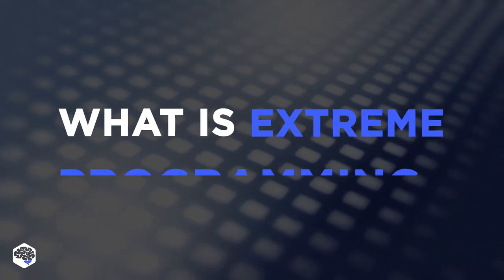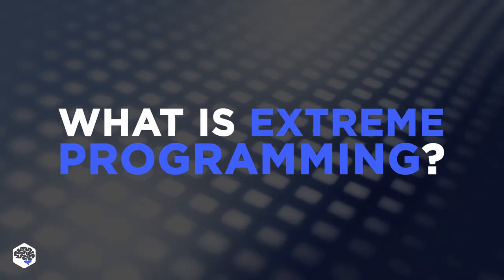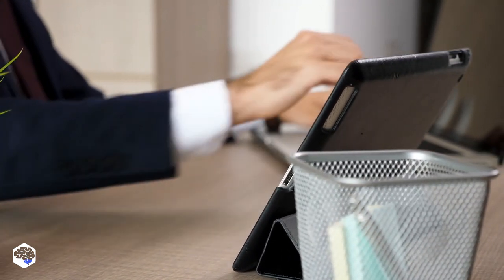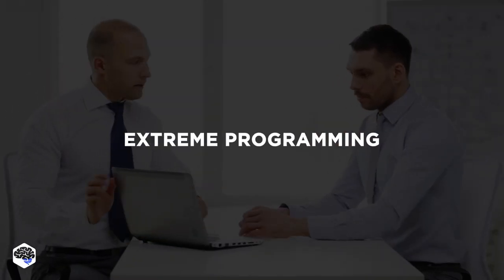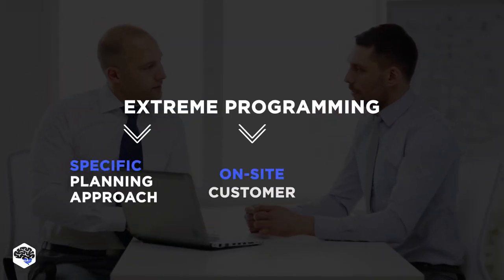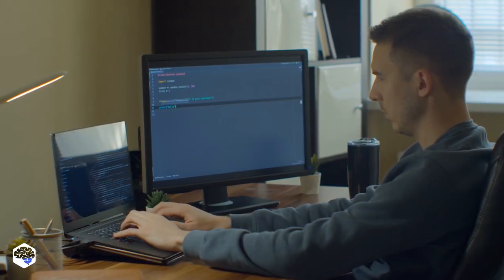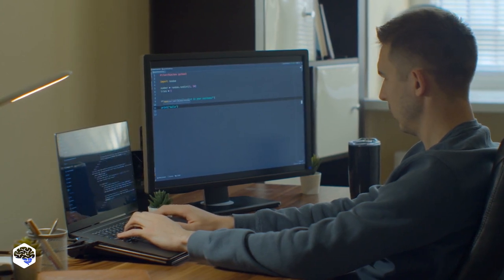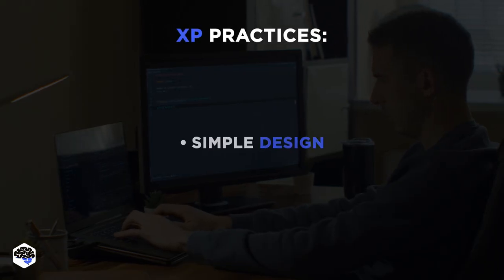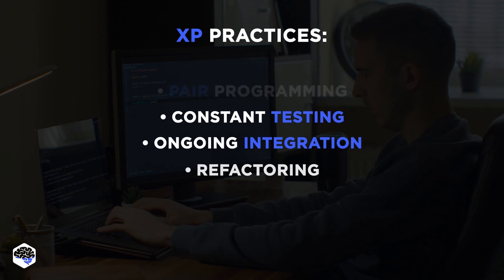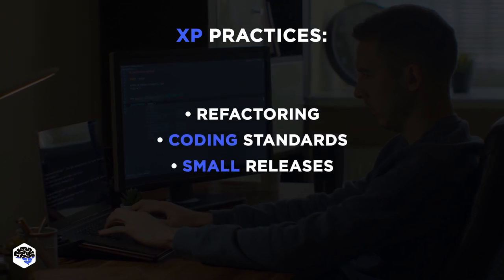Now let's move on to extreme programming. Extreme programming, XP, is a lightweight, efficient, flexible way to develop software. It derives its name from taking elements of traditional software engineering practices to extreme levels. XP is based on specific planning approach, on-site customer, and continuous testing. Extreme programming takes traditional principles to extreme levels through a number of practices. The XP practices include simple design, pair programming, constant testing, ongoing integration, refactoring, coding standards, and small releases.